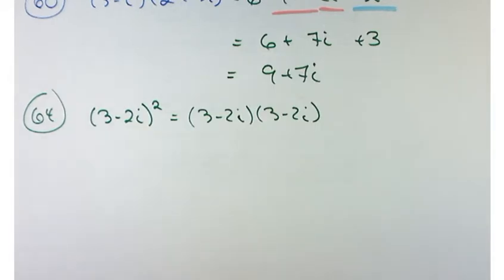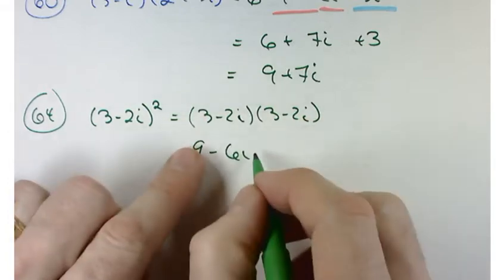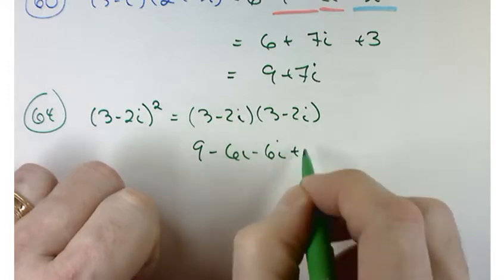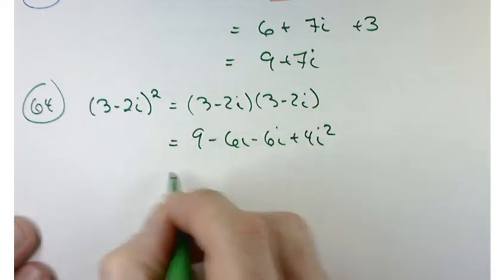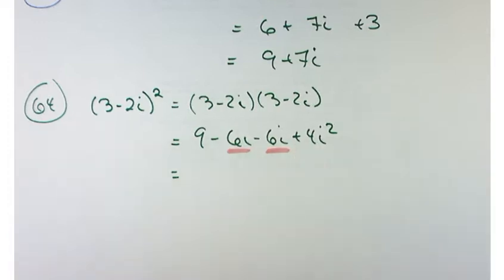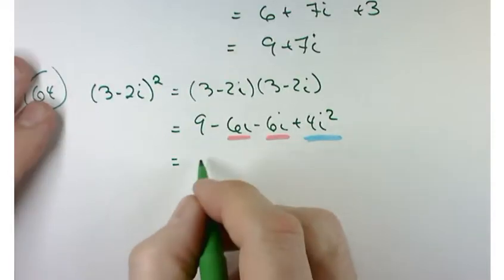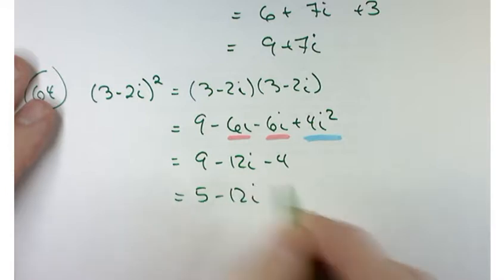Okay, so let's see what this works out to be. 3 times 3 is 9. Outside gives you minus 6i. Inside gives you minus 6i again. Minus times a minus is a plus 4i squared. Now, like a lot of these, you're going to get some simplification because of the like terms, and some more simplification because of the i squared. So 9 minus 12i minus 4 gives you a total of 5 minus 12i.